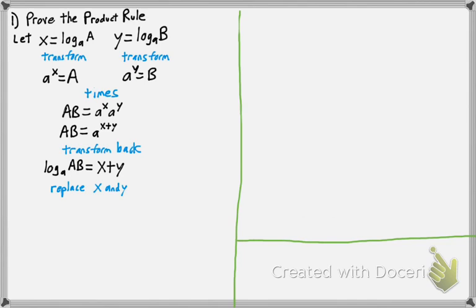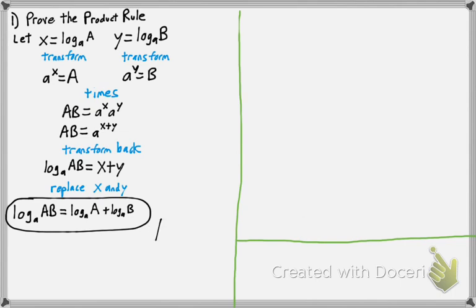So I'm going to get log base a of AB is equal to log base a of capital A plus log base a of capital B. So that x and y, I'm replacing those with the original definitions that I had for them. And this is the product rule.